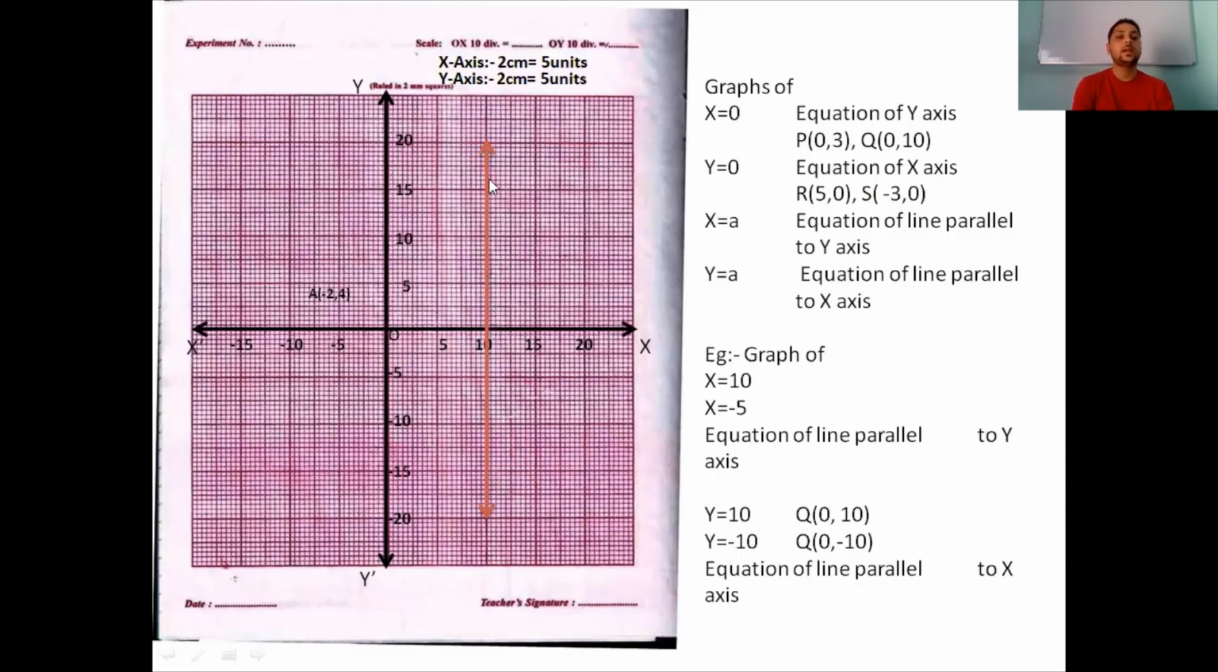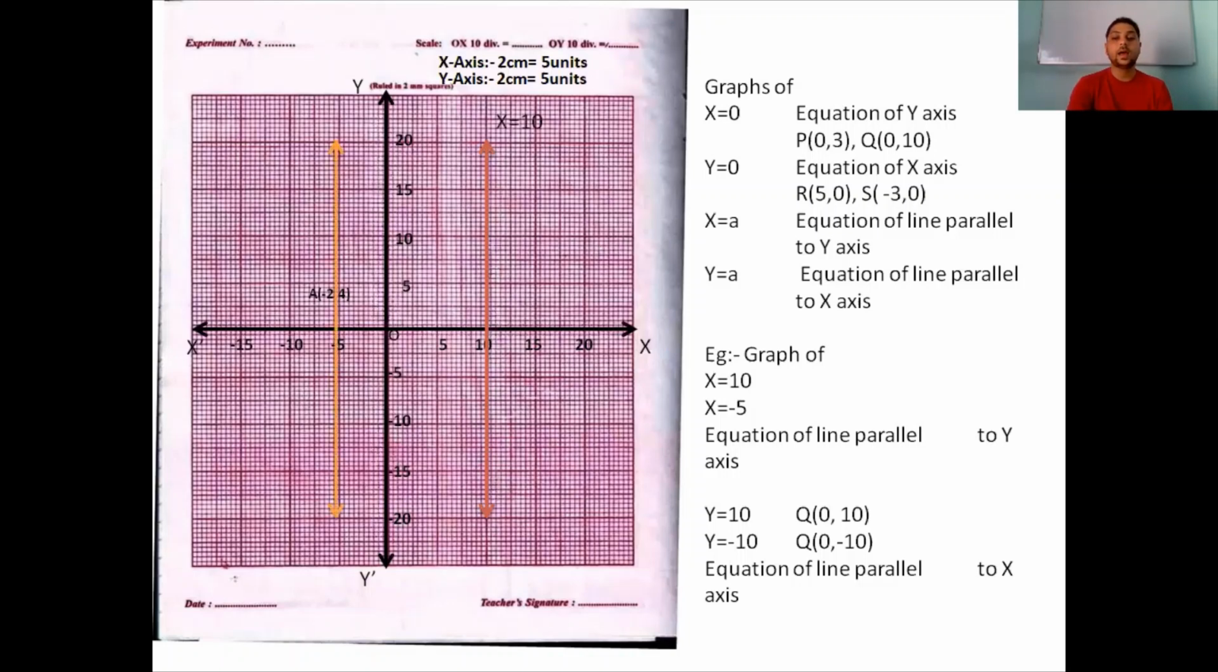Y can have 5, 10, 15, or -5, -10, -15, -4, any value on this line. But the value of x will remain the same. So x is equal to 10 is the equation of a line parallel to the y-axis. This is the y-axis and it is parallel to the y-axis. Okay, so x is equal to 10 is the equation of a line.